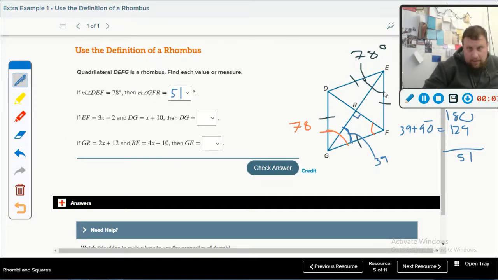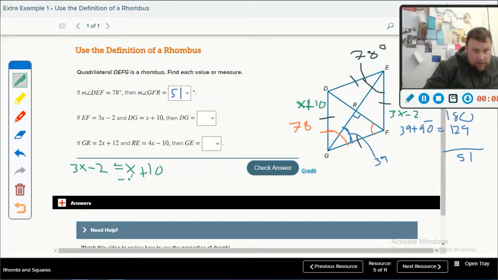If EF is 3x minus 2, and DG is x plus 10, and what does DG equal? That should be a plus sign. That is a terrible plus sign. And that should be an x plus 10. Well, I know the side lengths are congruent, so I can just come up here and say, all right, 3x minus 2 is equal to x plus 10.